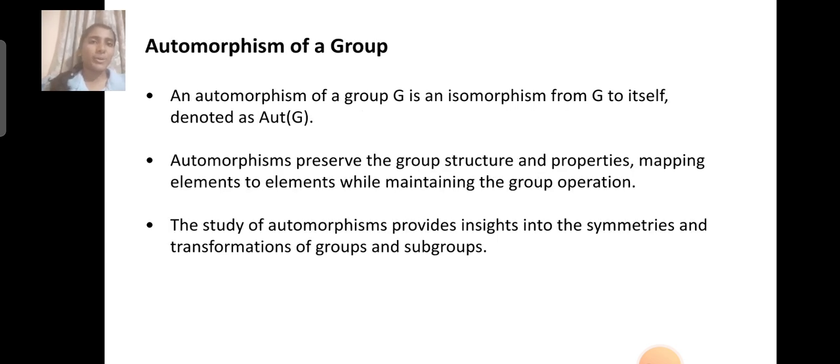Automorphism of a group. An automorphism of a group G is an isomorphism from G to itself, denoted as Aut of G. Automorphisms preserve the group structure and properties, mapping elements to elements while maintaining the group operations. The study of automorphisms provides insights into the symmetries and transformations of groups and subgroups.